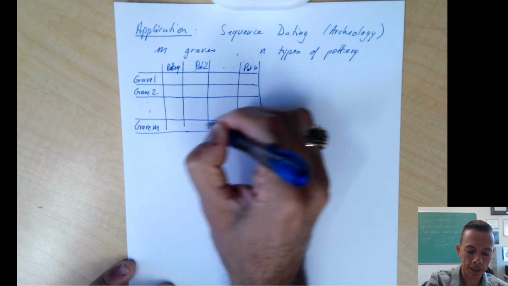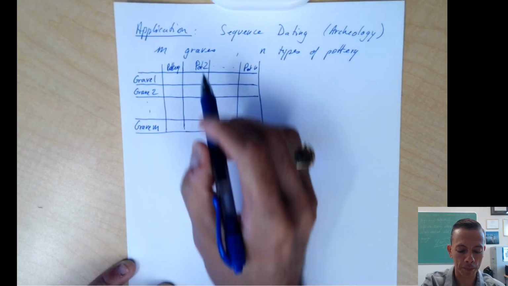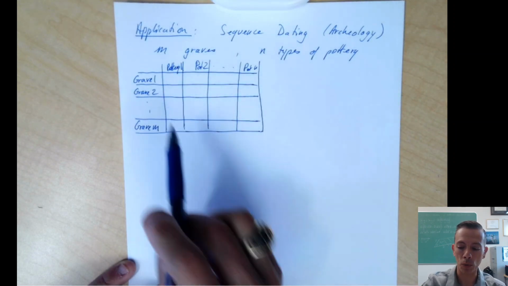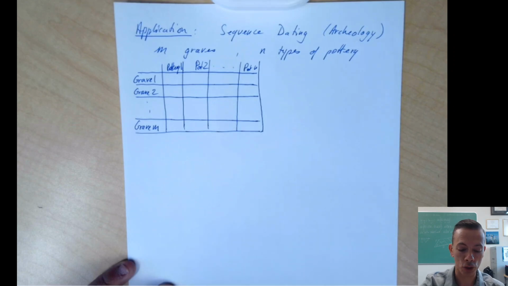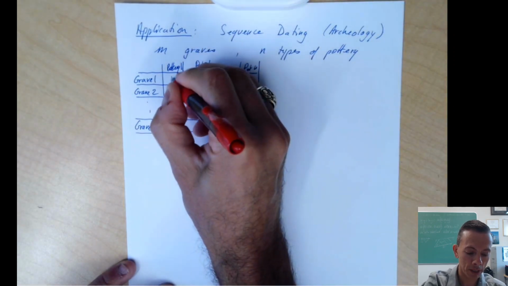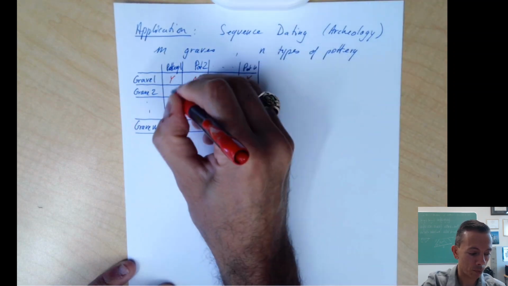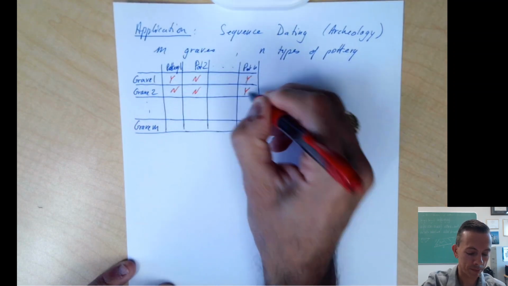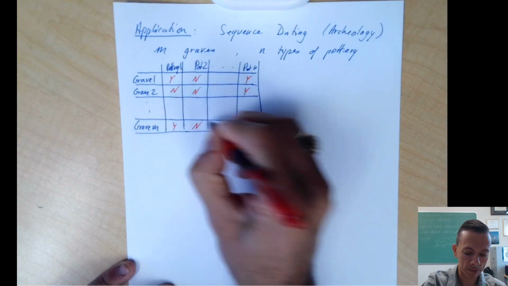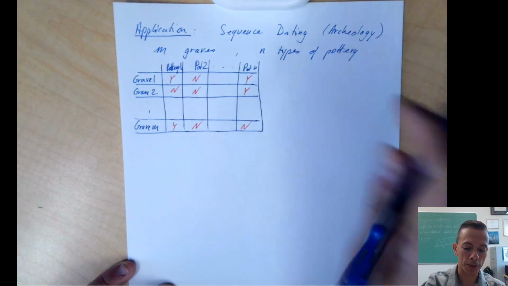And they can indicate in this table whether a certain type of pottery was found in the particular grave, either by yes or no. So you can fill in these blanks by yes, no, yes, no, etc. And you can fill up the whole table this way.